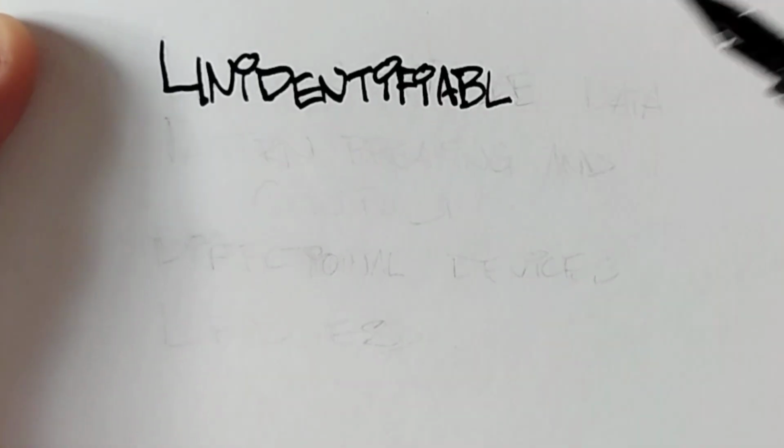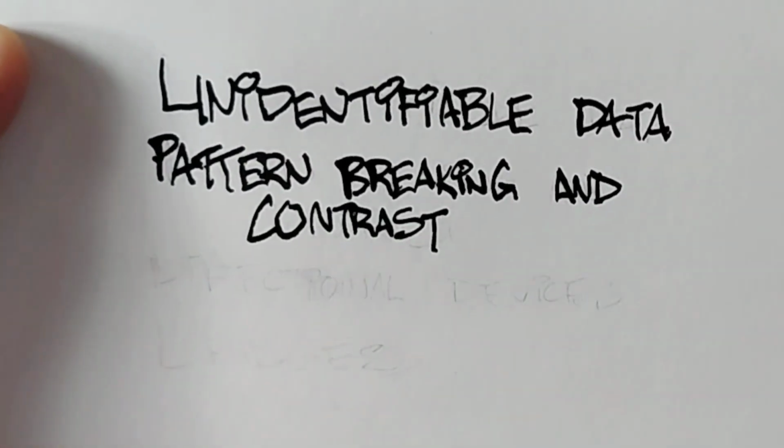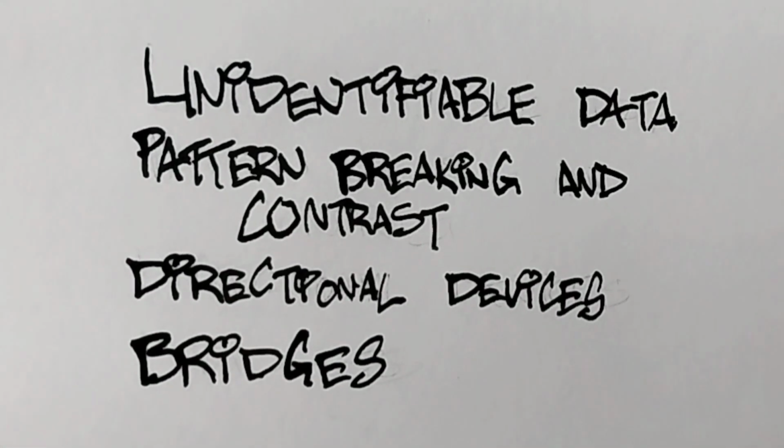Now, what constitutes as a frame? Unidentifiable data, pattern breaking and contrast, directional devices, and bridges. Unidentifiable data. These unfocused areas are the equivalent of data that you do not understand, and your brain likes to ignore things that it doesn't understand. Why? Because it takes an extra step to understand them.